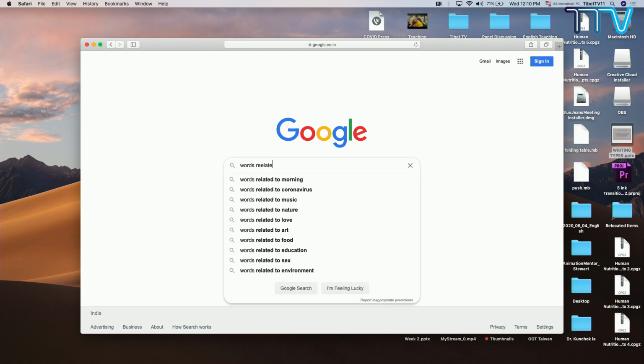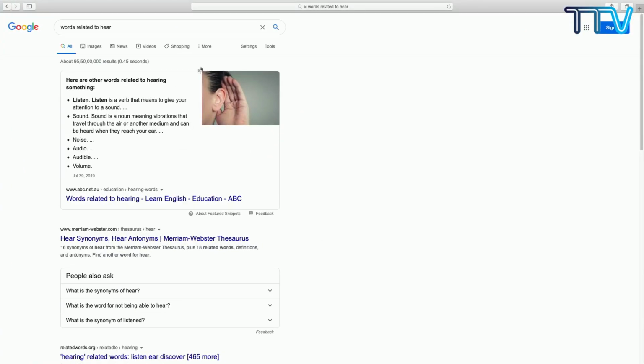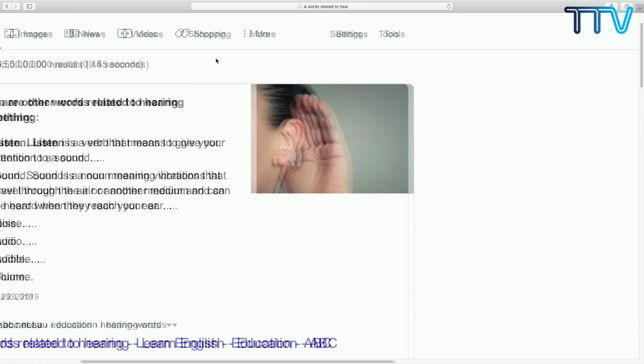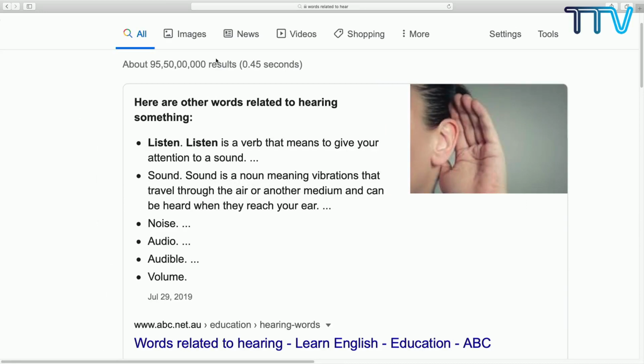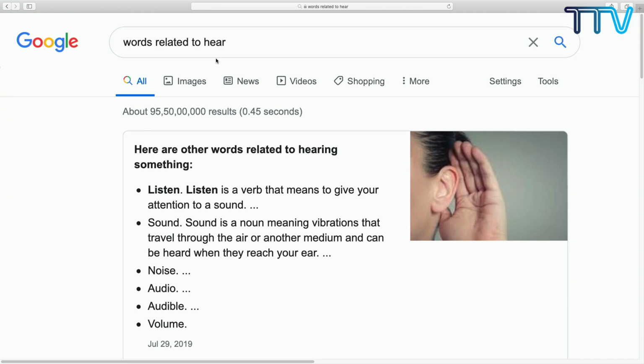Words really. For example, this one, the words related to here. If you are interested in expanding your vocabulary, for example, this one here, I have written words related to here. Now, if you do like this, then you will get some more idea what the words related to here are. So, in this way, you can expand your words.